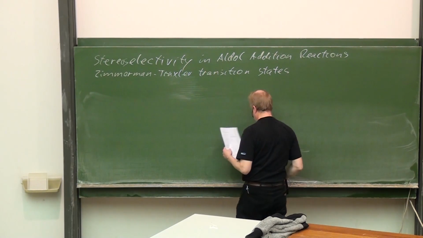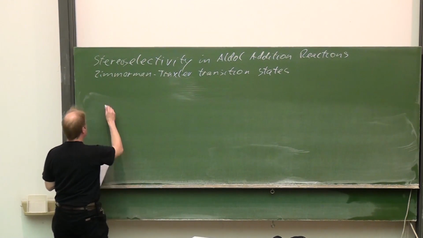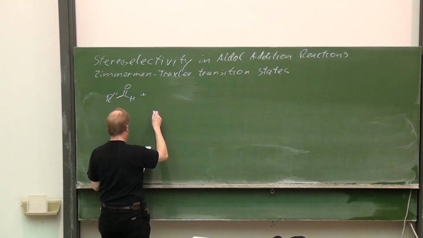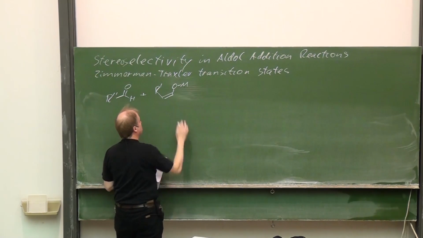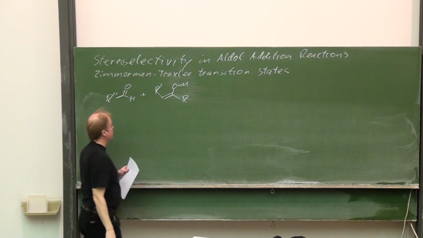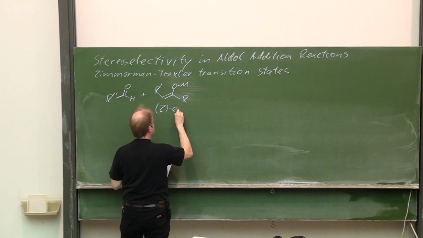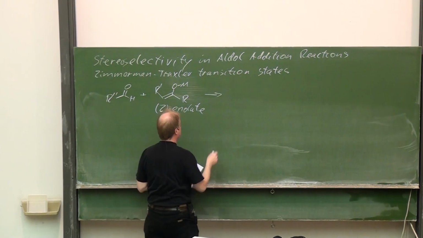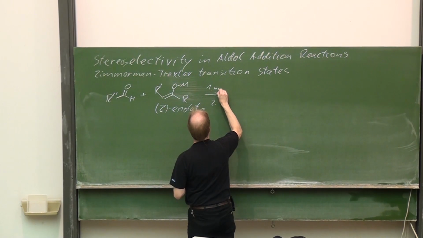So again, also six-membered aromatic transition states. Well, aldol addition reactions, for instance, an aldehyde reacts with an enol. M is a metal. Here we have in focus a cis enolate or Z enolate. And this will result after hydrolysis. So first reaction at lower temperature, secondly, hydrolysis.